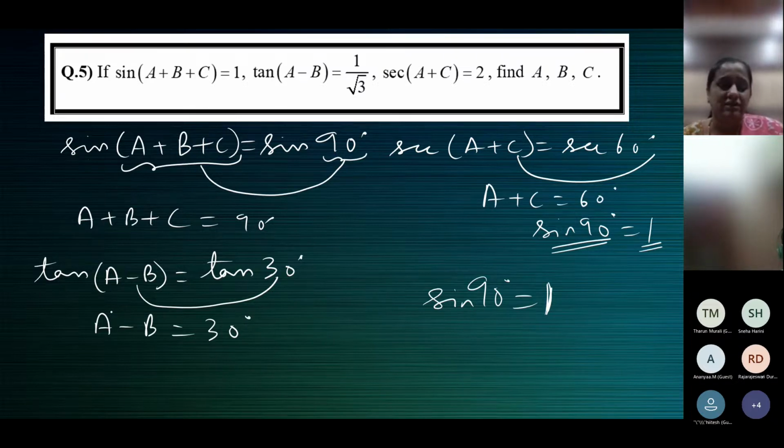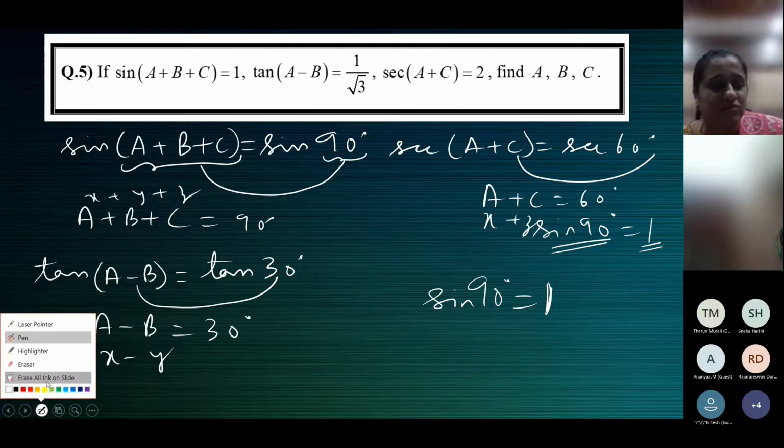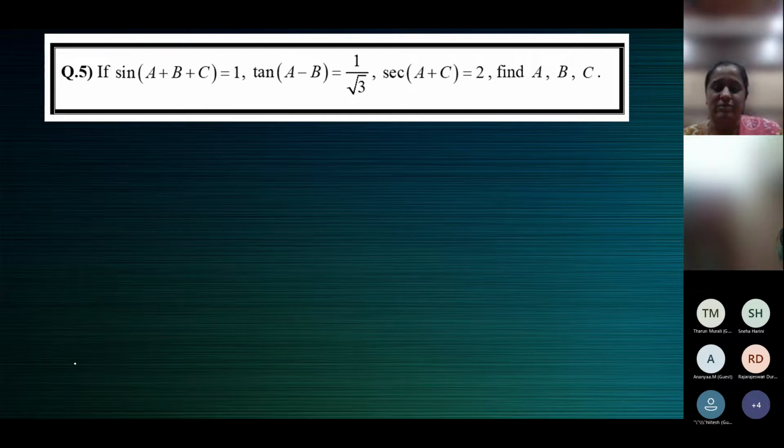Now see, we have got it's like x plus y plus z is equal to 90, x minus y is equal to something, and then x plus z is equal to 60. You don't have to use x and y. So we know how to solve equations. We just have to solve these equations and get the values of A, B, and C.